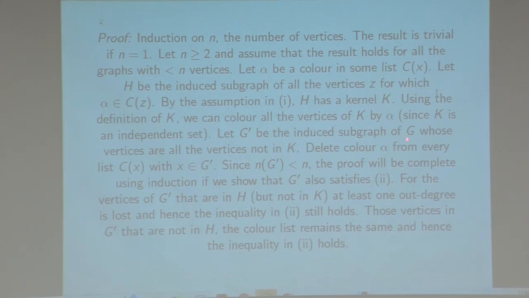G prime is the induced subgraph of G on all the vertices that are not in K. Some of those will be in H and some not in H. Delete the color alpha from every list in G prime. This has fewer vertices. So, the proof will be complete if we show that G prime also satisfies condition 2. What is 2?